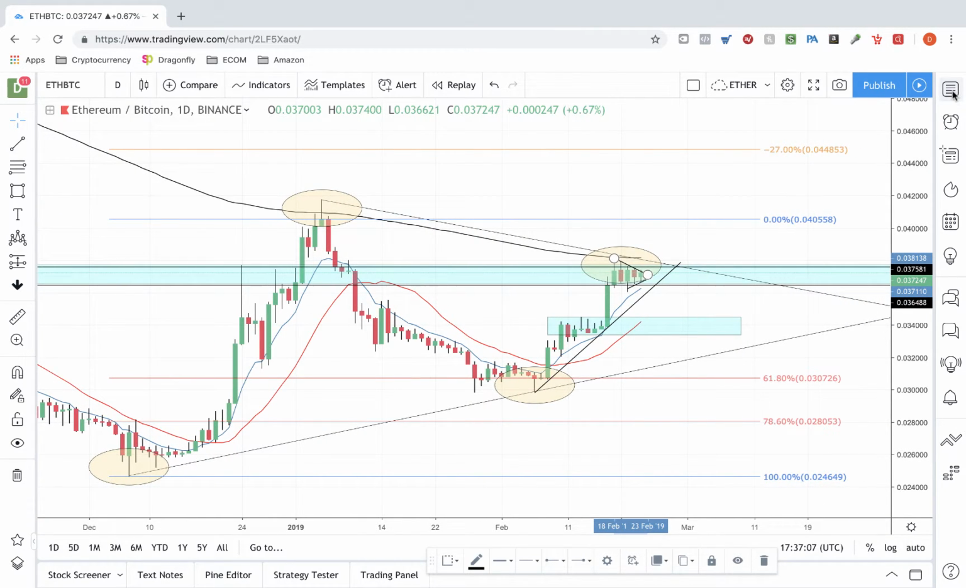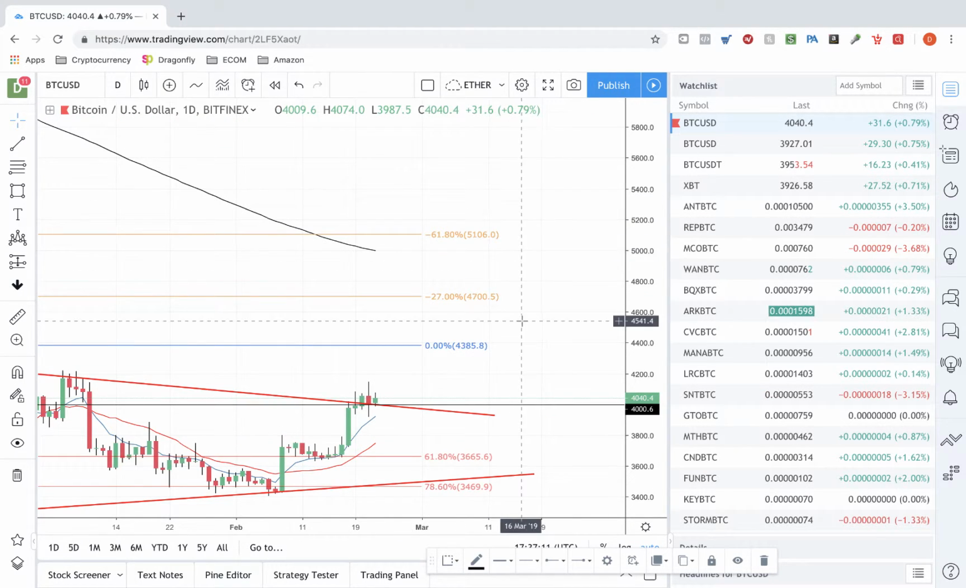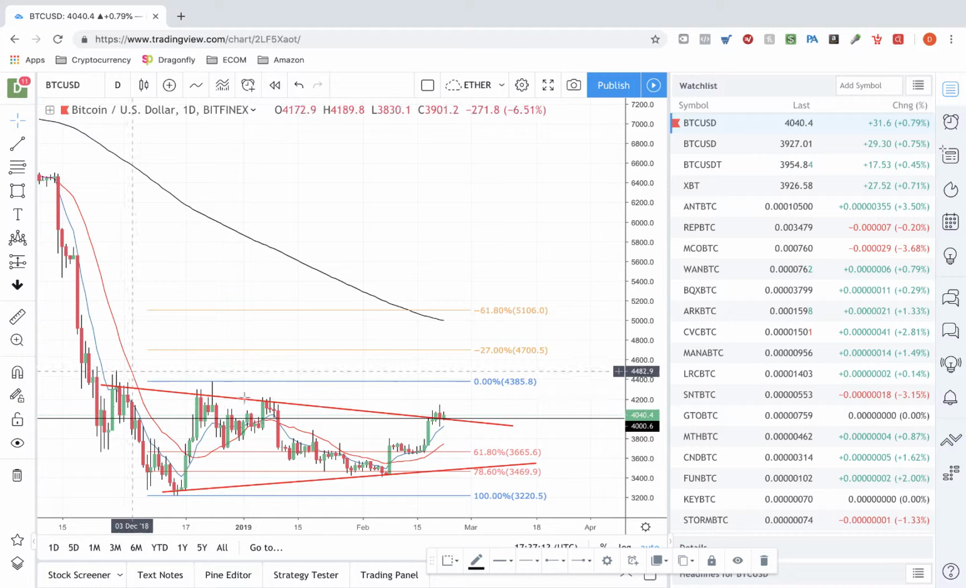So let's jump over to Bitcoin real quick, and it's kind of been a dead thing for Bitcoin. One thing I want to point out is if we're going body to body, we did break, and we are holding nicely above the $4,000 psychological level for a lot of traders. There's a lot of resistance and support being held and broken down from here in this area. So this is a very important area.